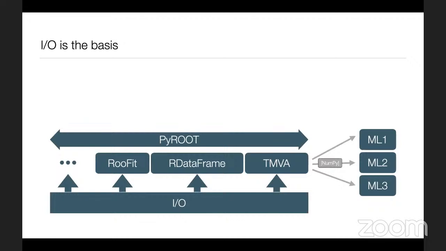If I were to draw this, then Root IO remains at the basis of everything. So we are trying to make things as efficient as possible given Root IO, with big data pipes into RooFit, into our data frame, and into TMVA, which can then fan out data for training or inference into whatever machine learning tool you would like to use. And all of that has a layer of PyRoot on top that is partially automatic and partially handcrafted, however we find more suitable.